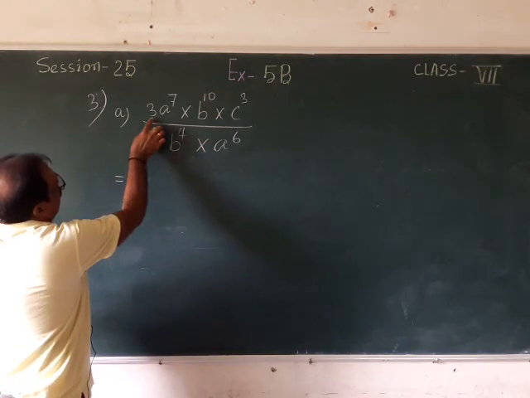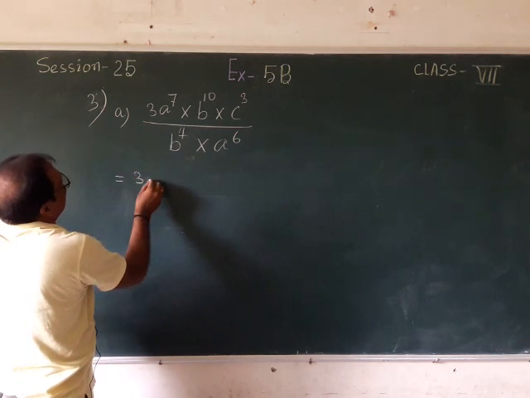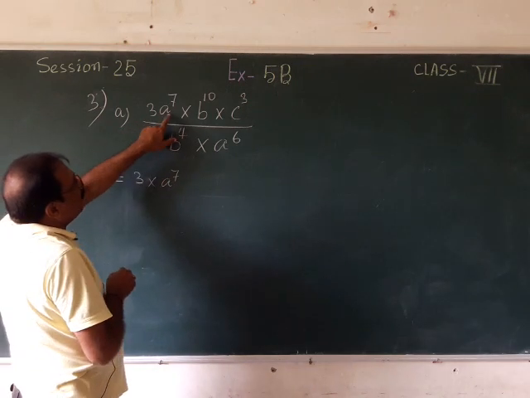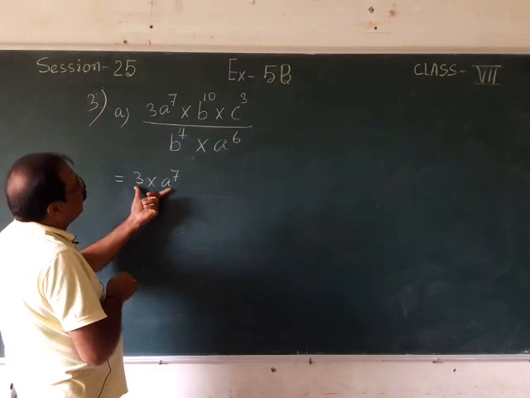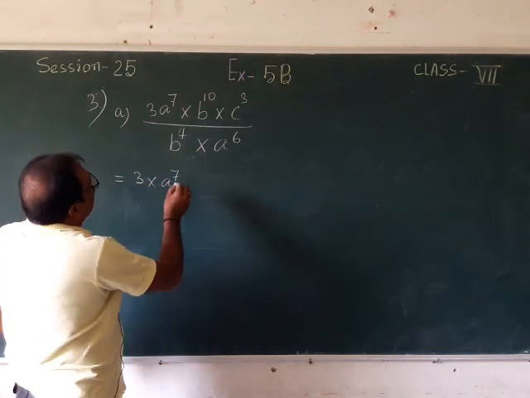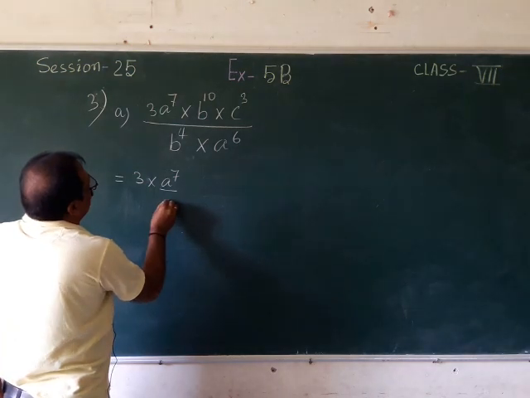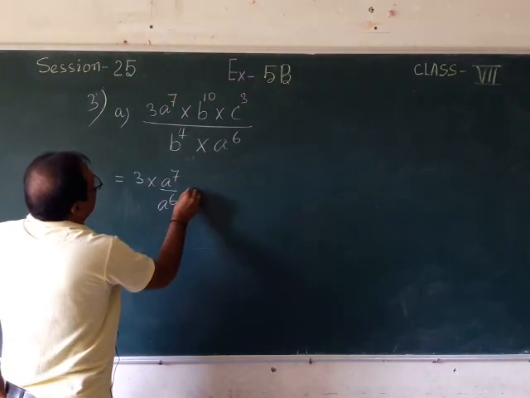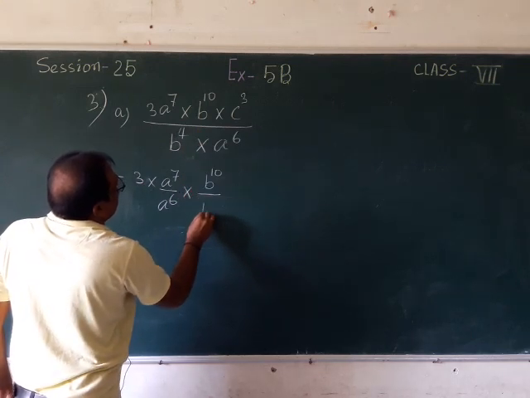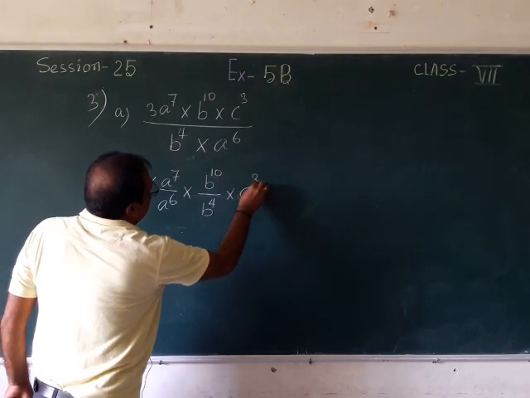At first you take 3 separately. 3 into a to the power 7, and here a to the power 6 is there. That means I can write it as a to the power 6, you can write it like that. Then multiplied by b to the power 10, and I can write b to the power 4. Then I can write multiplied by c to the power 3.